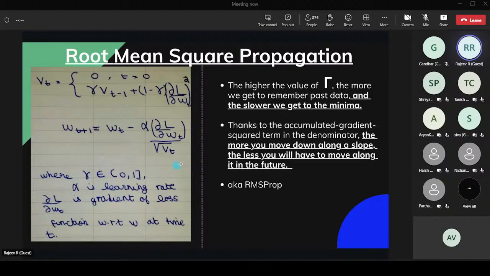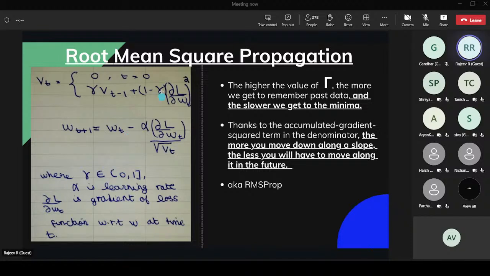I hope you guys understood this. You have something like this. V of 1 will basically be gamma into V of 0, and V of 0 is basically 1 minus gamma into the gradient squared at time t equal to 0. When you keep on computing V of t for larger values of time, you will find that it basically remembers gradient squared at t equal to 0, gradient squared at t equal to 1, gradient squared at t equal to 2, and so on until t minus 1. So you basically remember the values of gradient squared for all the values of t before your time t.